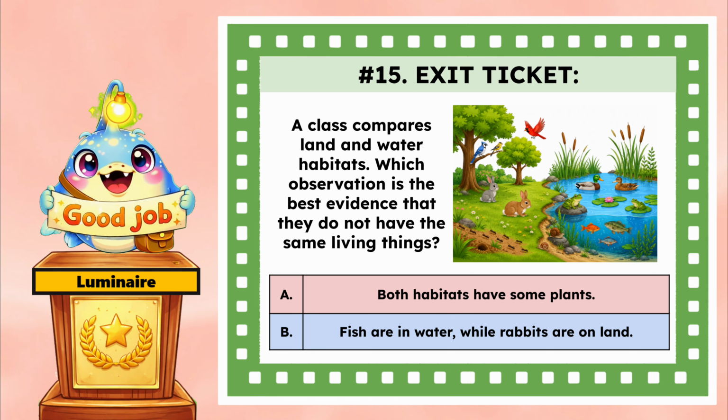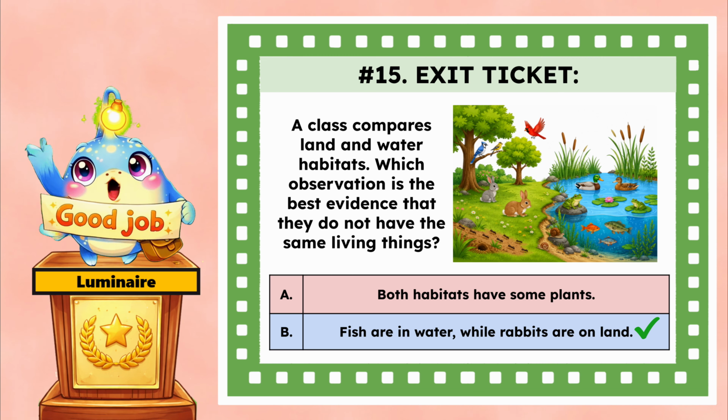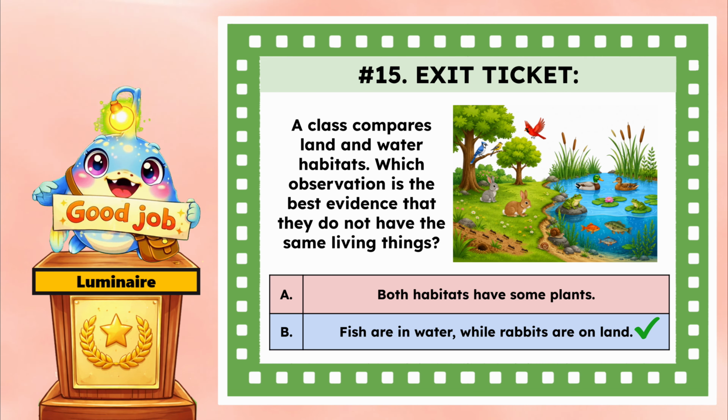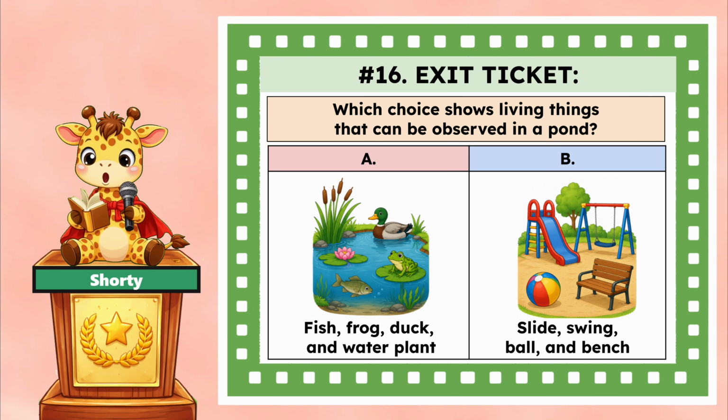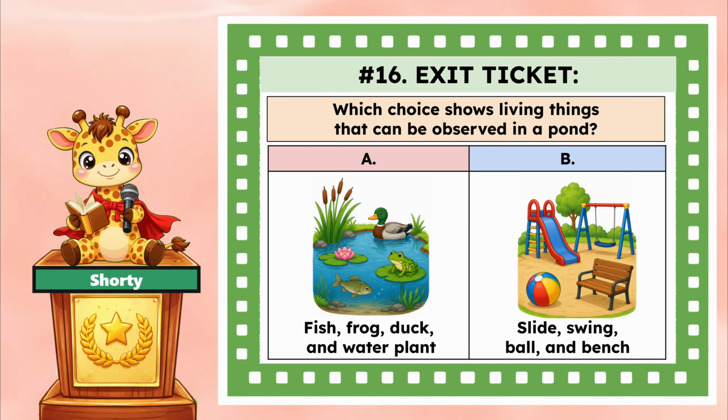And the correct answer is letter B, fish are in water, while rabbits are on land. Which choice shows living things that can be observed in a pond?